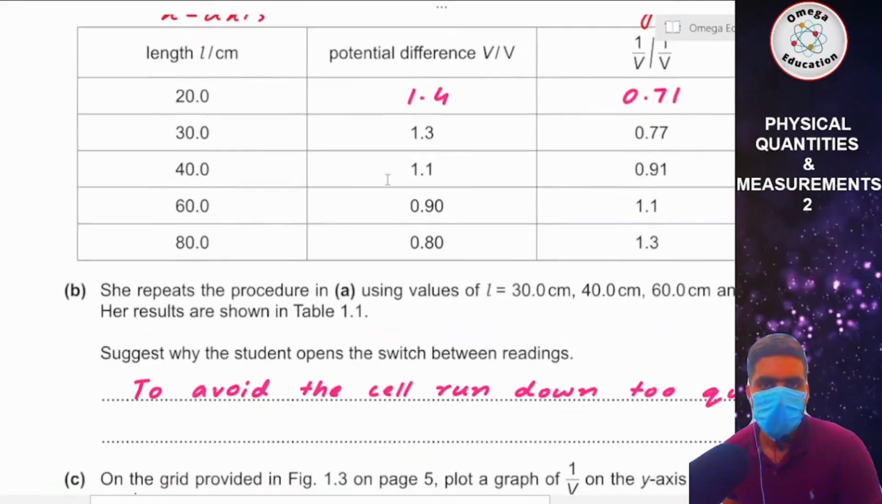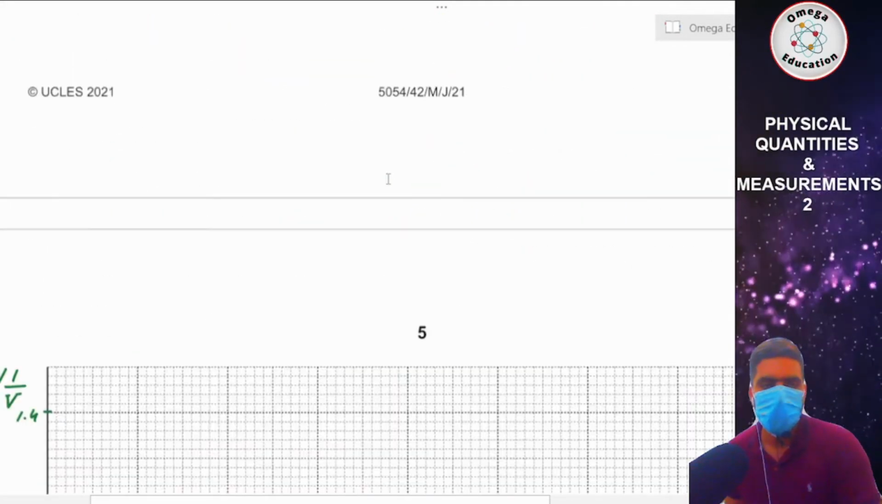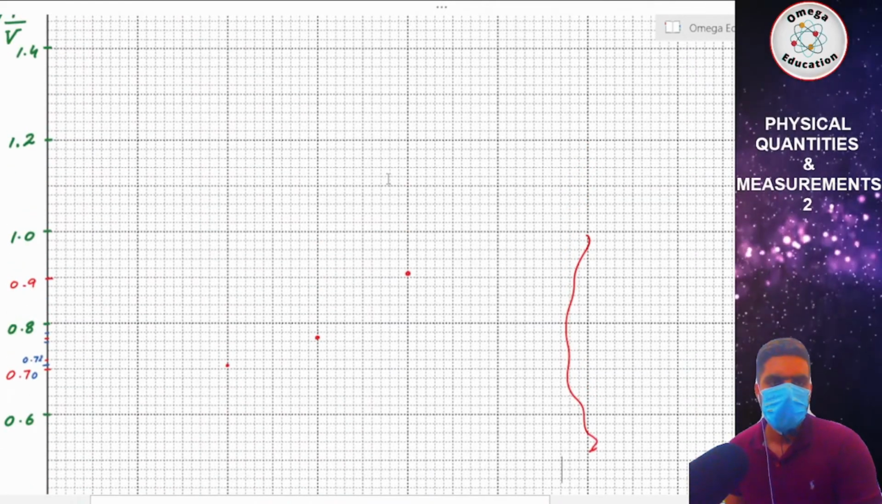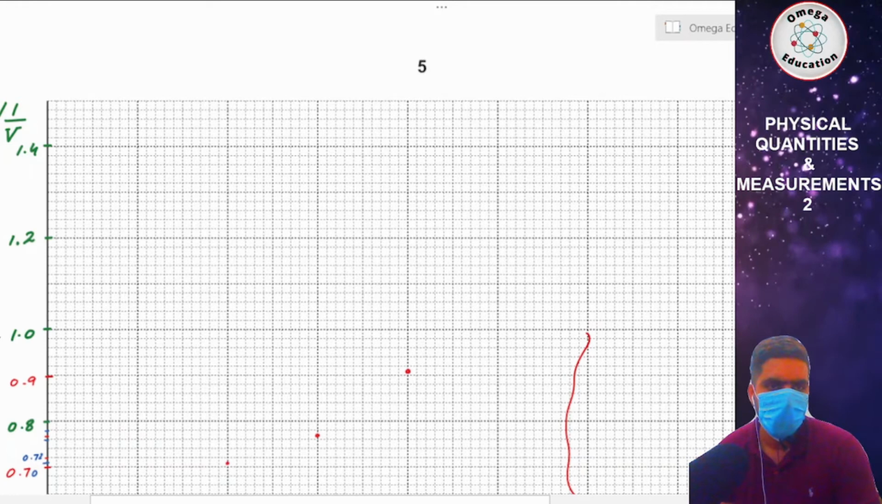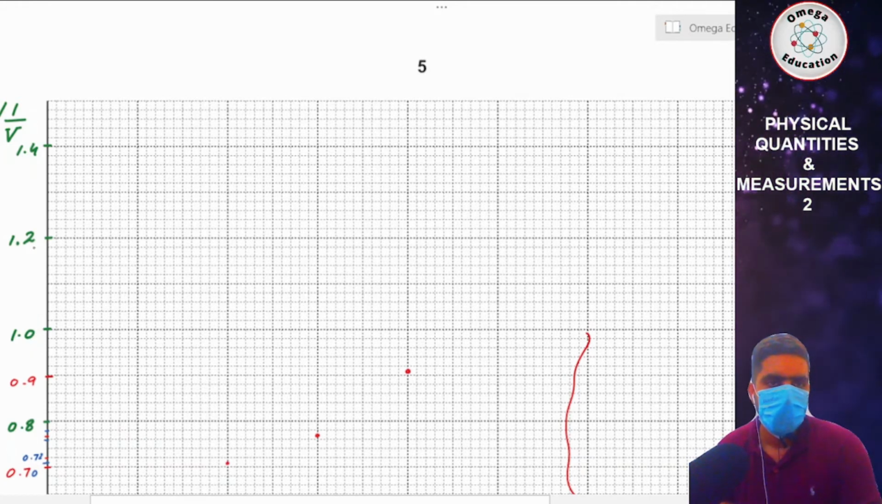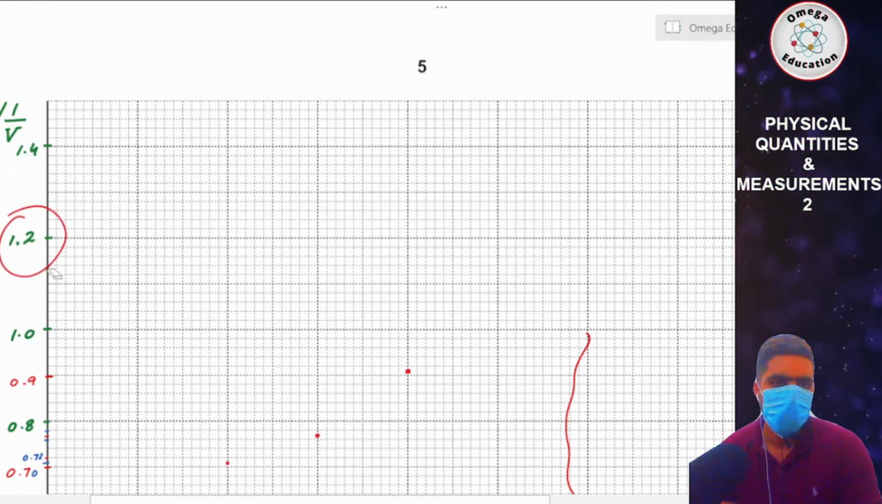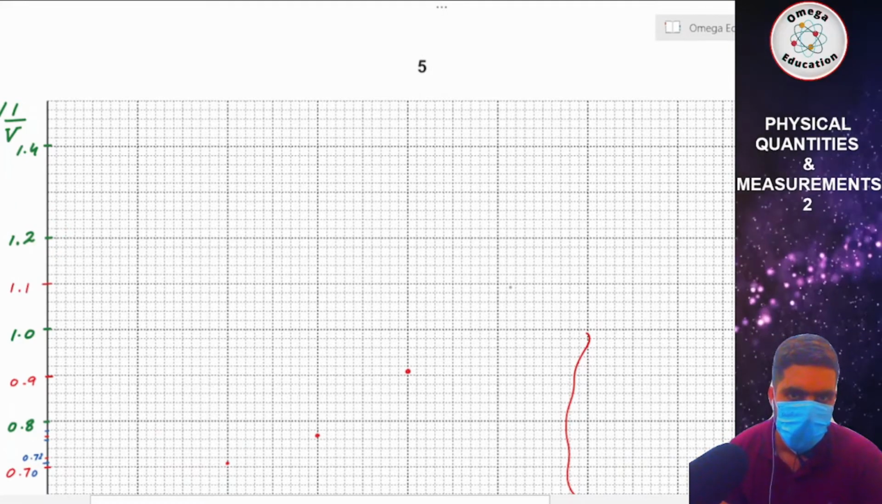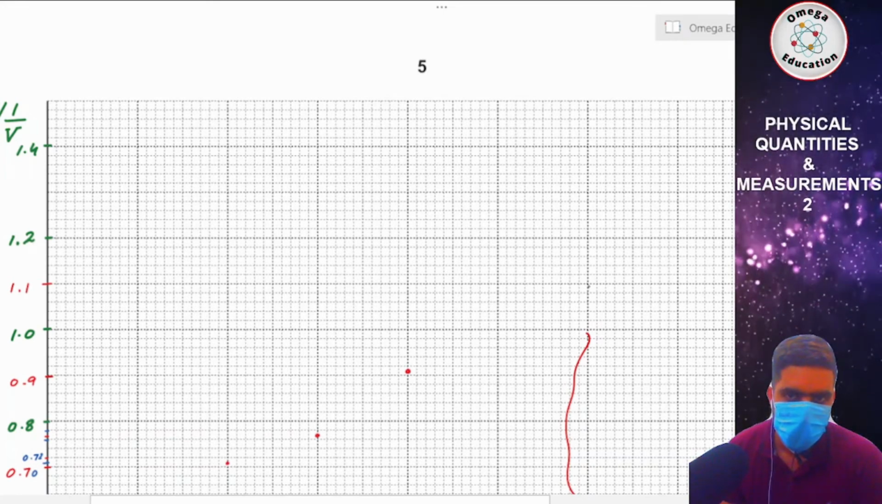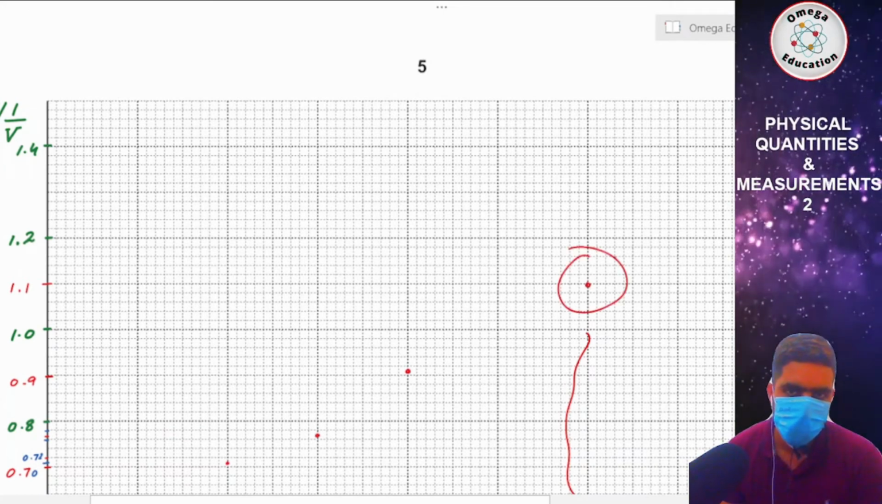It was how much exactly? Yeah, 1.1. So 1.1 should be very easy. If this one represents 1.0 and the upper one represents 1.2, so 1.1 would be exactly in the middle. So this one would be over here.